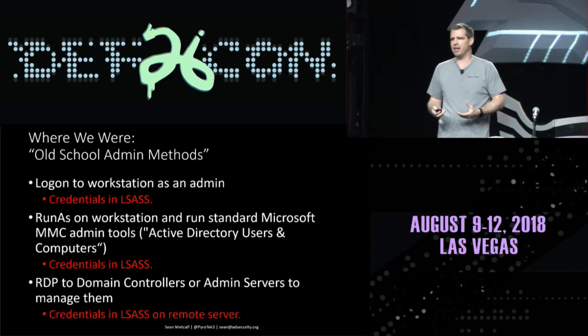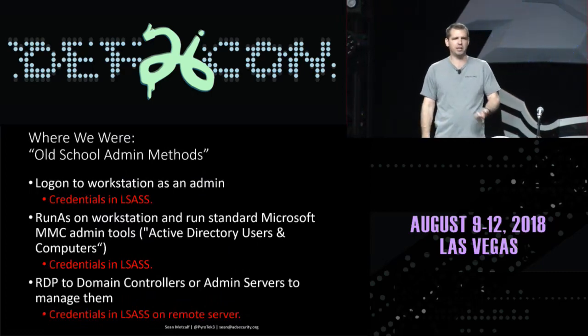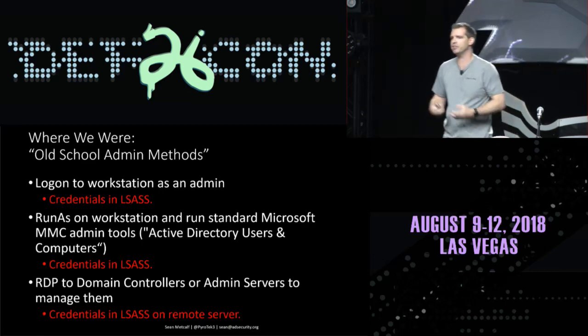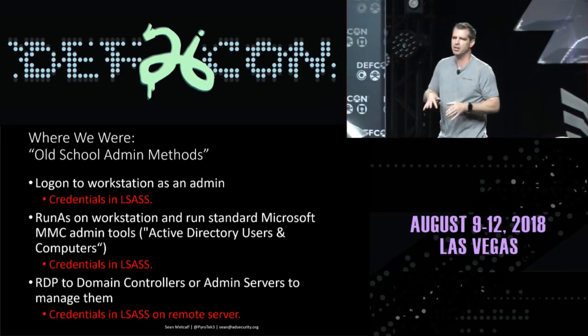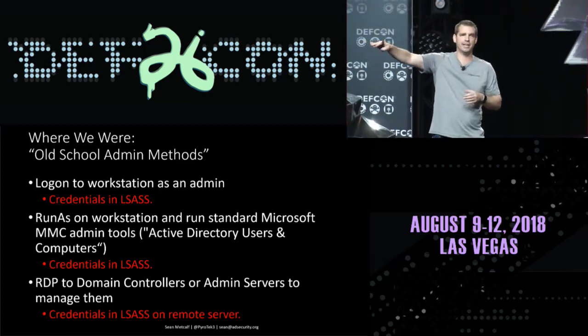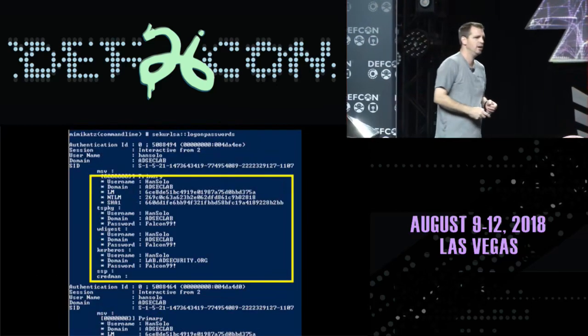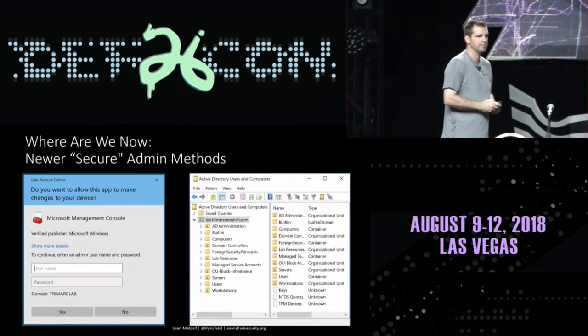And the methods that were used then were bad. Log on to a workstation as an admin, credentials in LSASS. Run as, credentials in LSASS. Even the RDP. So this is the thing that people forget. They stop doing the things on their local workstation. They then RDP into a server, like an admin server, and then don't track how that admin server is protected, how it's controlled. So Mimikatz, obviously.